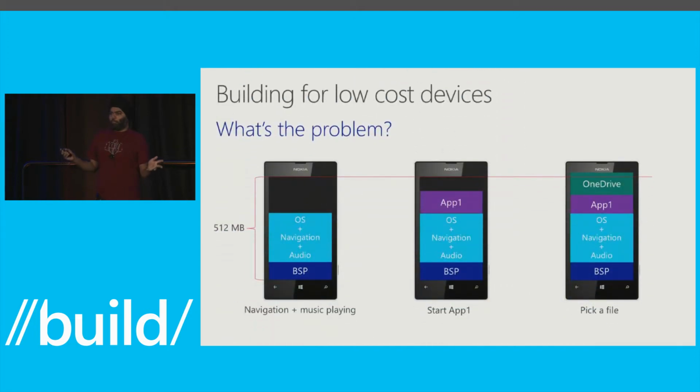So what's the problem that can possibly occur on a low memory device? Imagine a scenario where you're driving along, you've got music playing, you've got navigation going on. That would be the first graphic there. If you're wondering what the BSP stuff is, that's just the kernel and drivers. And so you've got all this stuff loaded into memory. And your co-passenger picks up the phone, starts up an app, say Facebook, and they want to post a photo. They choose to post the photo from OneDrive. At that point, it is possible that we might run out of memory.